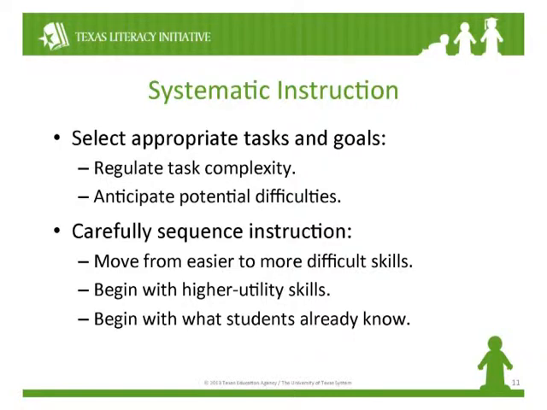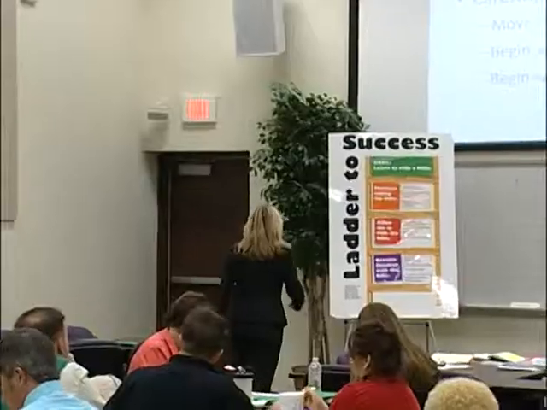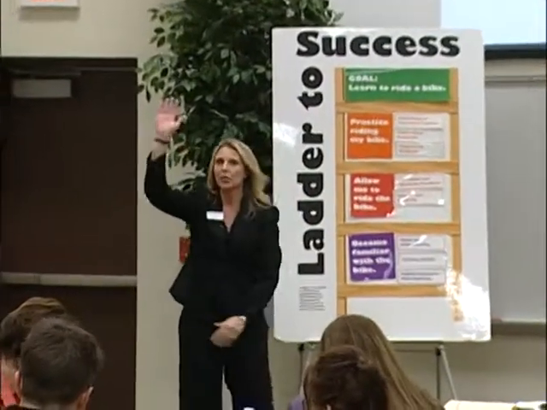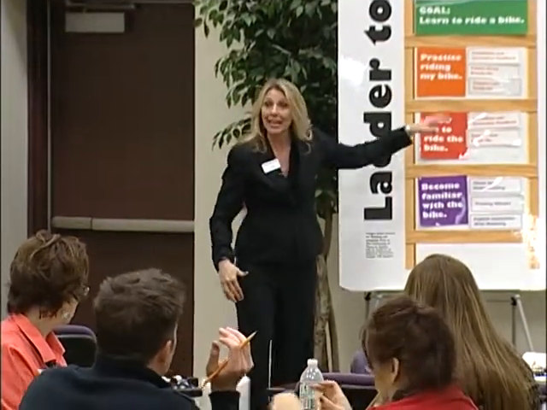To be systematic means you select appropriate tasks or goals and you regulate the task complexity. You take that task and you're controlling the task difficulty. You are taking it from easier to more difficult. You're anticipating potential barriers. My dad already knew how to ride a bike. He can do it without even thinking. But he had to be able to break it down into steps for me in order for me to be successful. I'd never even looked at a bike before until he rolled it out in front of me. So you've got to think about that. And so we need teachers to think about that.